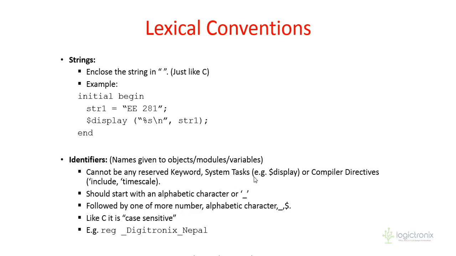We can have the variable name with alphabetic characters and underscore, or we can just start with underscore, etc. So here we have an example: register space underscore digitronixnepali. So this is one register type of variable. Like you see, it is case sensitive. So if we define digitronixnepali in this manner, we have to utilize the same manner in the remaining program.